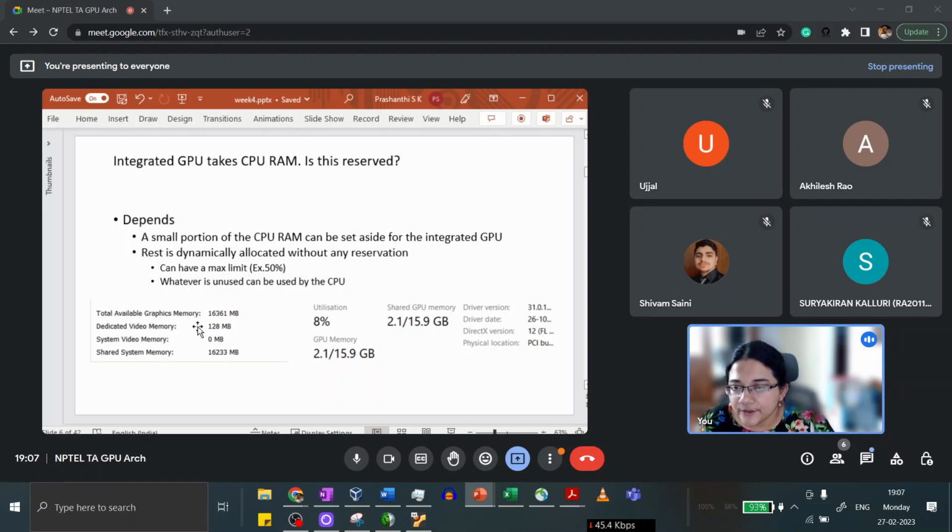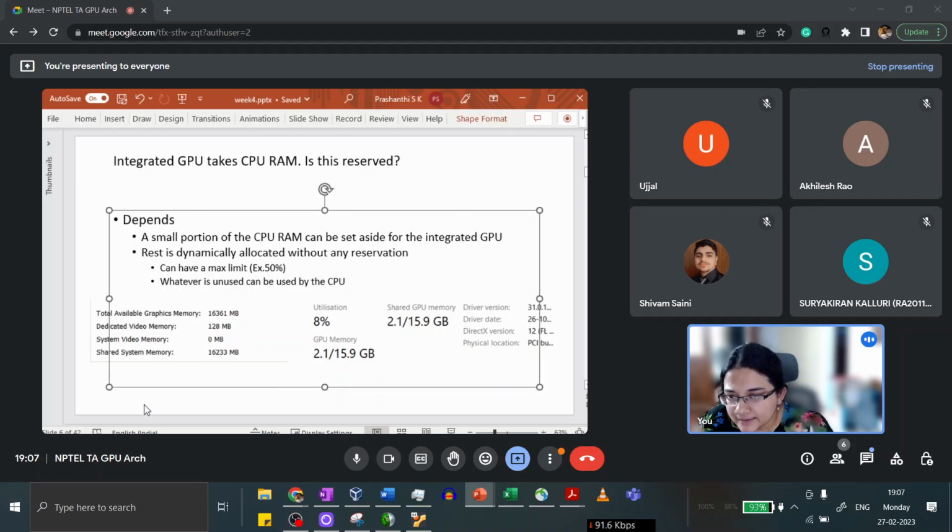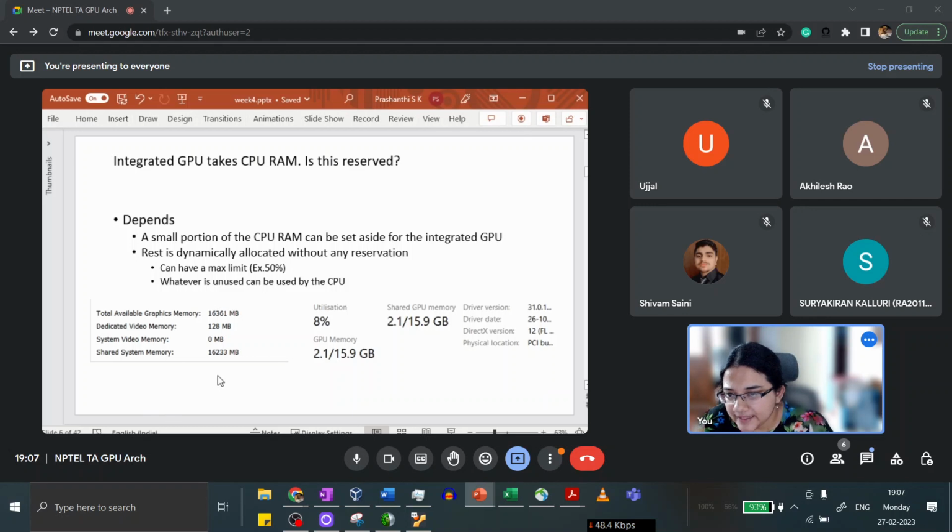You'll also find the same field in a discrete GPU, but there this dedicated video memory is actually part of the GPU's memory. It's not borrowing it from the CPU DRAM. But in this case, this 128 MB is fixed. It's completely set aside for the integrated GPU. In that sense, there is a reservation. But everything else is dynamically allocated as and when the GPU requests something. There is a maximum limit on that.